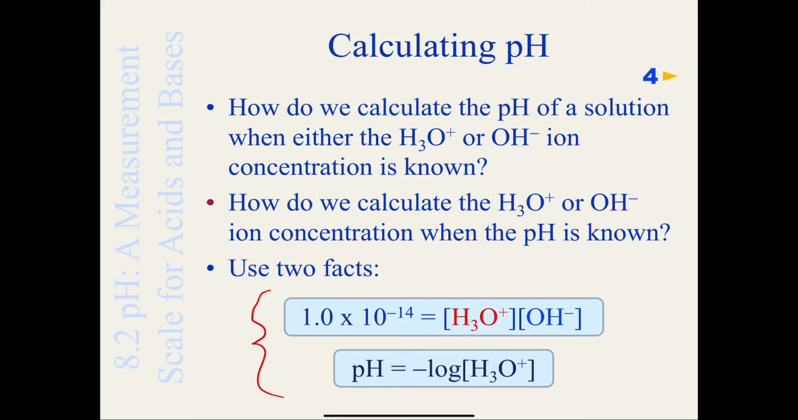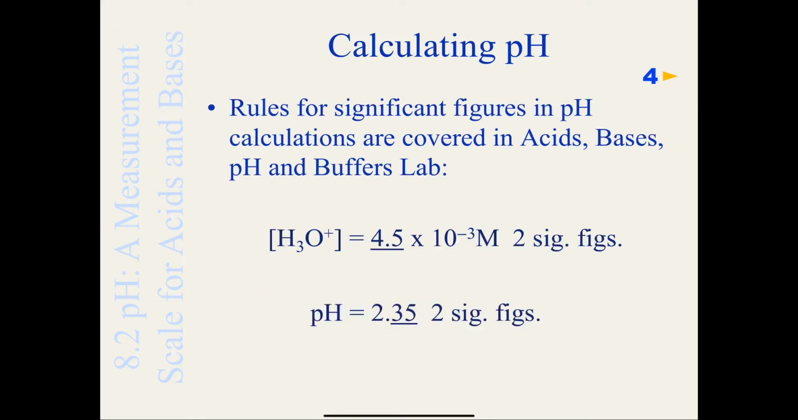That our Kw, which is 1.0 times 10 to the minus 14, is equal to the concentration of hydronium times the concentration of hydroxide. We're also going to use the formula pH is equal to minus log of the concentration of hydronium. Before we get into some calculations that involve pH, let us take a look at the rules for significant figures in pH calculations. And these rules are covered in the Acids, Bases, pH, and Buffers lab.